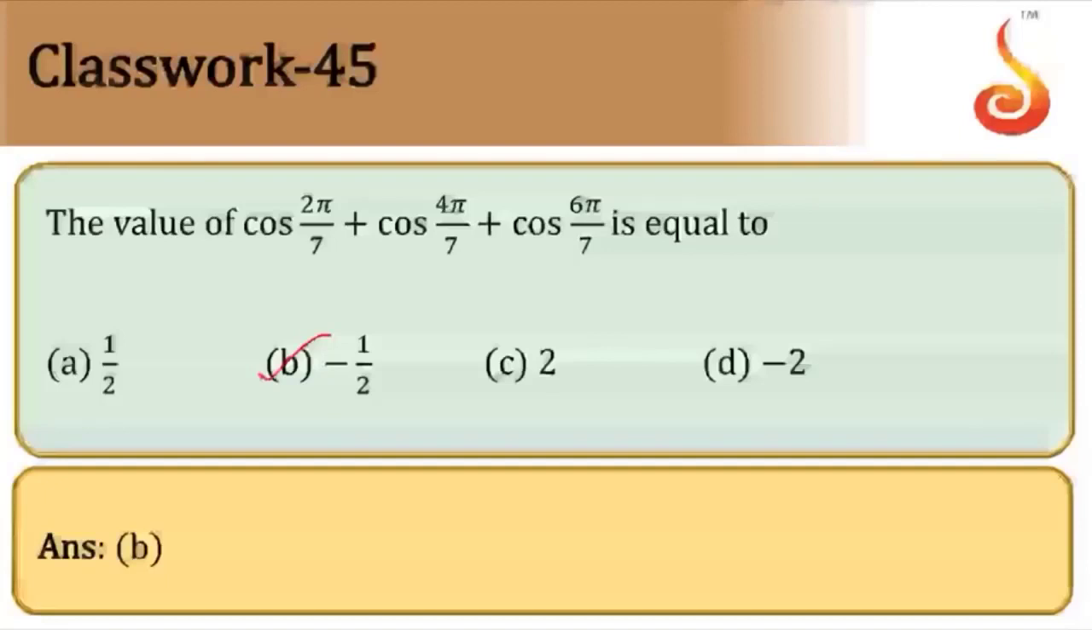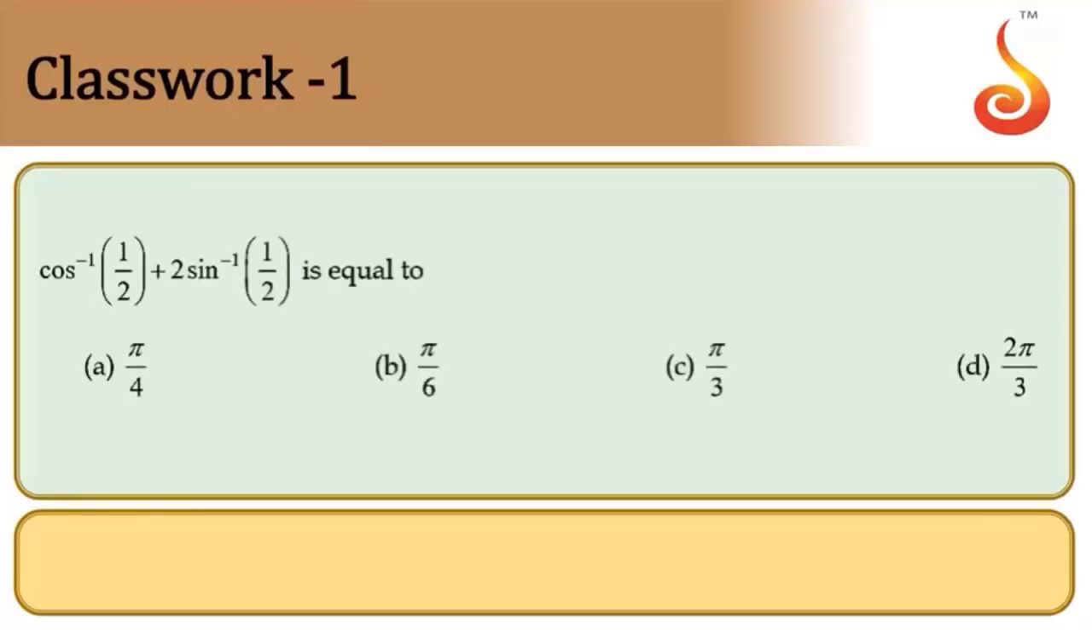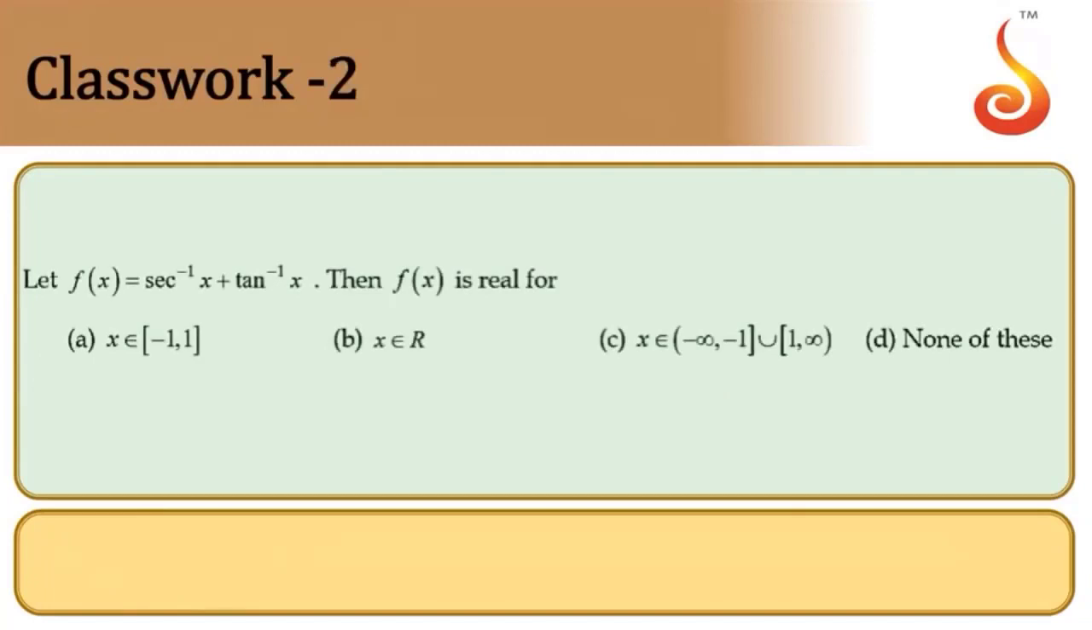Thank you. So let's continue with the other lectures and the next slides. We will start with the inverse trigonometric functions and general solutions. To start with the first problem, cos inverse of half is nothing but pi by 3, and sin inverse of half is pi by 6. So it is pi by 3 plus 2 times pi by 6, which equals 2 pi by 3. That is the solution for the problem. I hope it is clear: by directly substituting the basic values, you will get the required answer here.